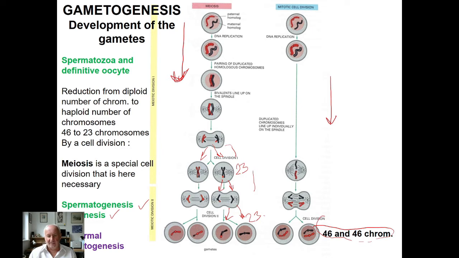Of course, when a spermatozoon with 23 chromosomes meets an oocyte with 23 chromosomes, the new cell, the zygote, has once more 46 chromosomes.